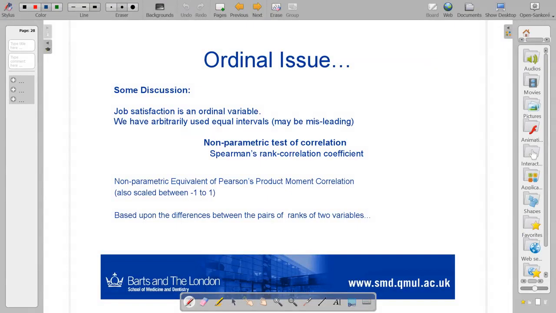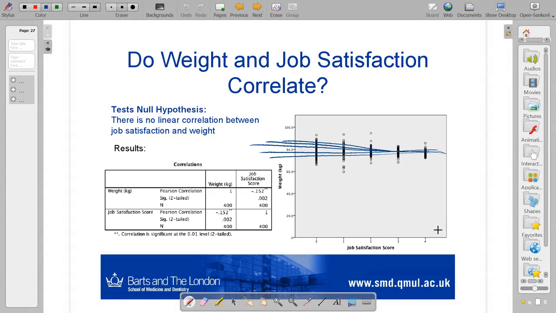But also, there is another problem built into this: the variable on the x-axis, job satisfaction, is actually an ordinal variable. So I happen to have put them at equal intervals. I've said that 0 is very dissatisfied, 1 is dissatisfied, 2 is indifferent.